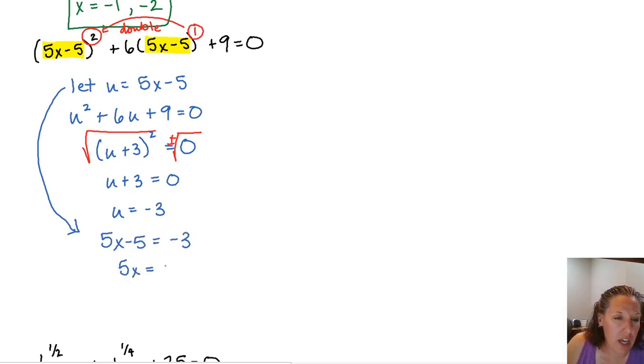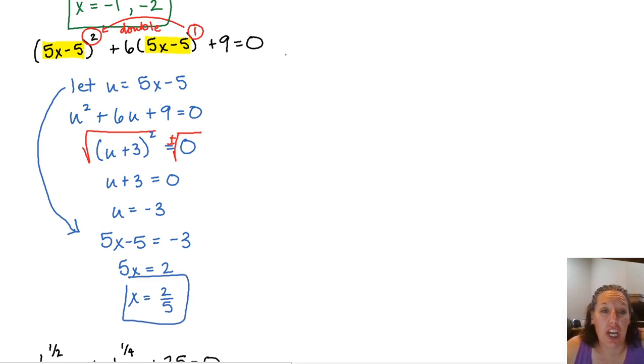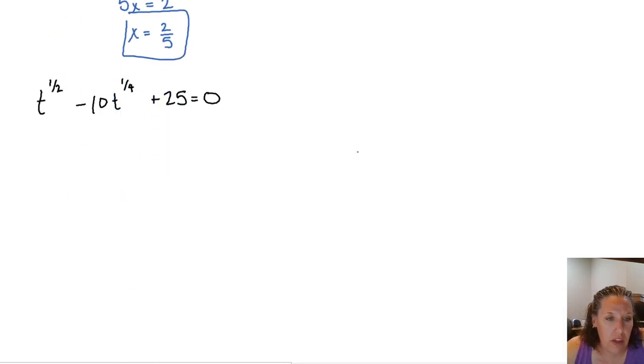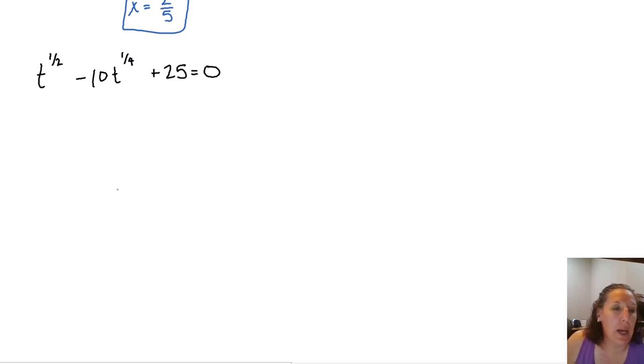Add 5 to both sides. -3 plus 5 is 2. X equals 2 over 5. And again, you can plug that back in, and it should check out and make a true statement. All right, our next one, we have t to the 1/2 minus 10t to the 1/4 plus 25 equals 0. Now this is one that trips students up from time to time.